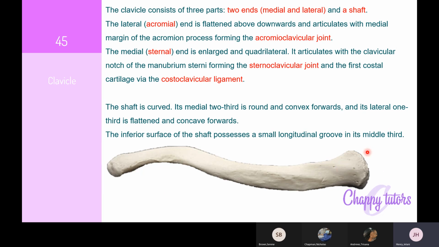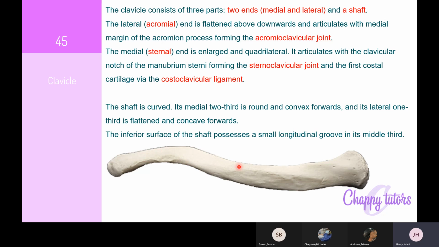right? The sternal end or the medial end articulates with the manubrium of the sternum. The manubrium of the sternum is just the upper part of the sternum, but we'll get into the different parts of the sternum later. Since it articulates with the sternum, it is referred to as the sternal end of the clavicle. It articulates with the sternum to form the sternoclavicular joint. But this end also articulates with the first costal cartilage, your first rib cartilage, via a ligament, the costoclavicular ligament.